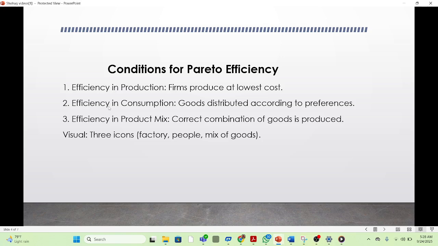Conditions for Pareto efficiency. Efficiency in production: firms produce at lowest cost. Efficiency in consumption: goods are distributed according to preference. Efficiency in output: the correct combination of goods is produced. Visual: three icons, factory, people, mix of goods.